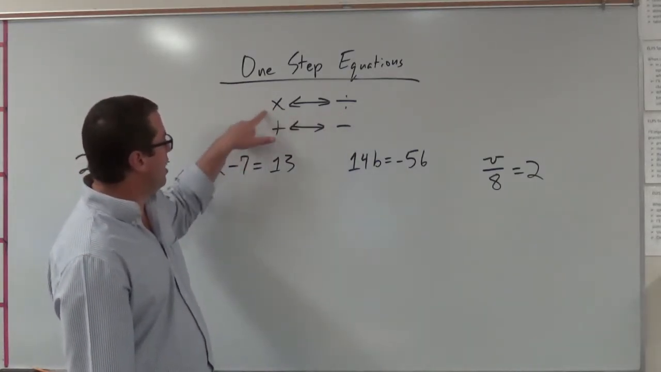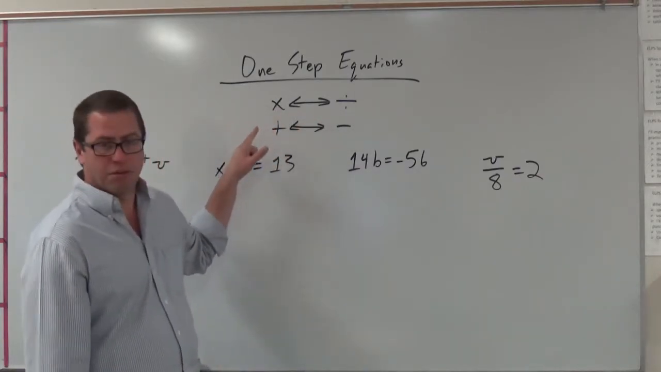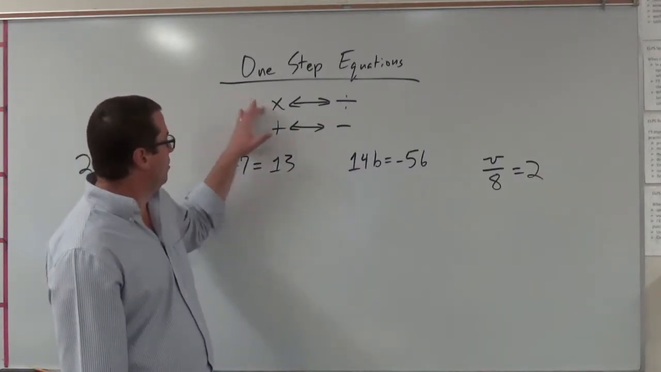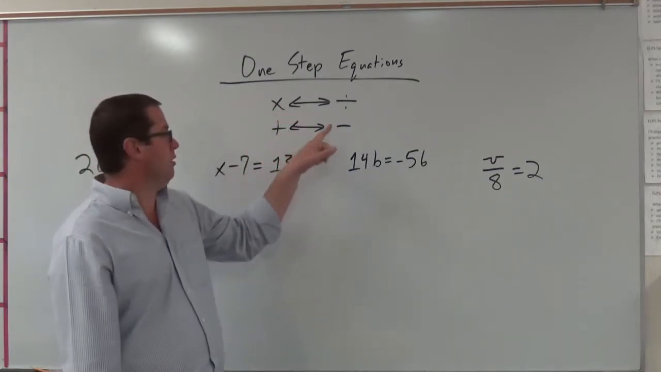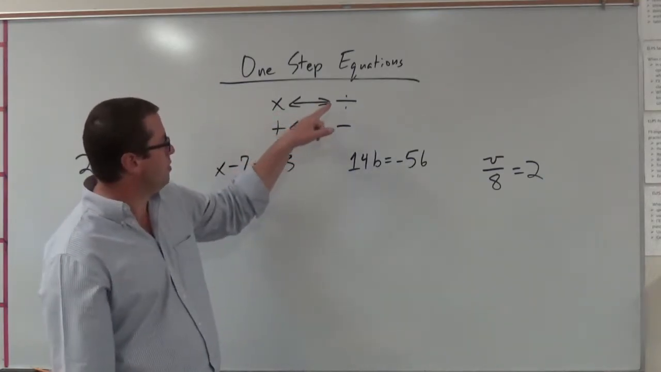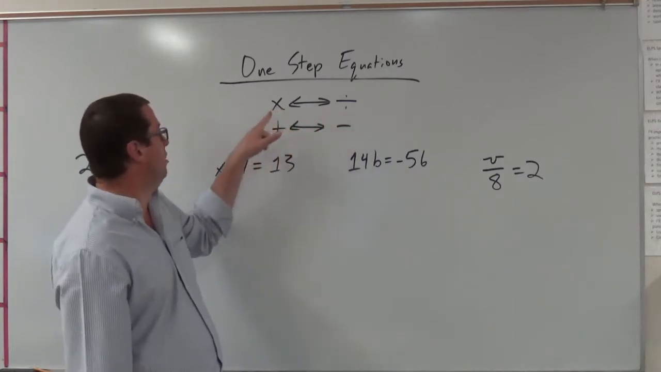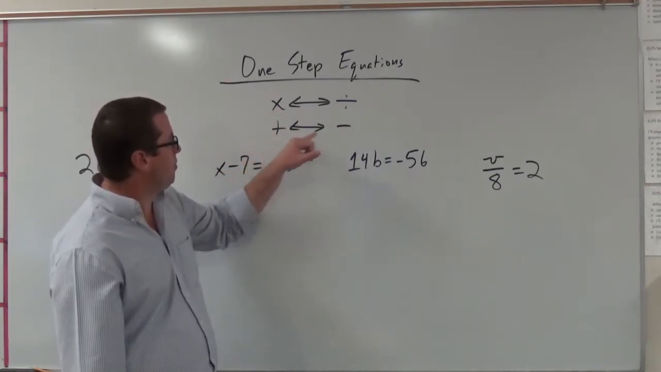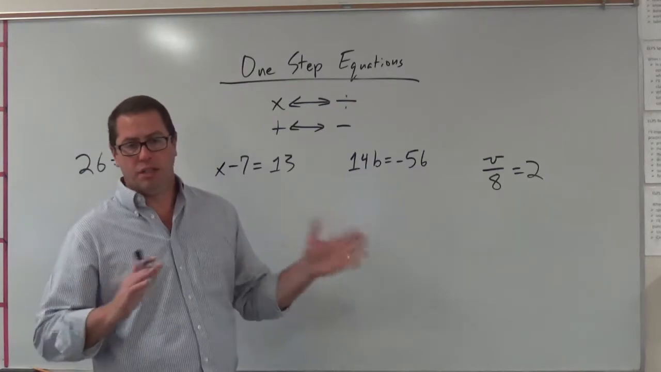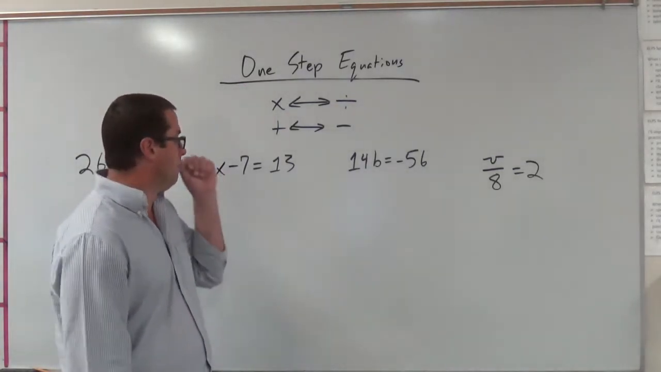So multiply and divide cancel each other out. So if something's being multiplied, to undo it, you need to divide. If something's being divided, to undo it, you need to multiply. Same thing for add and subtract. They cancel each other out, they're opposites.